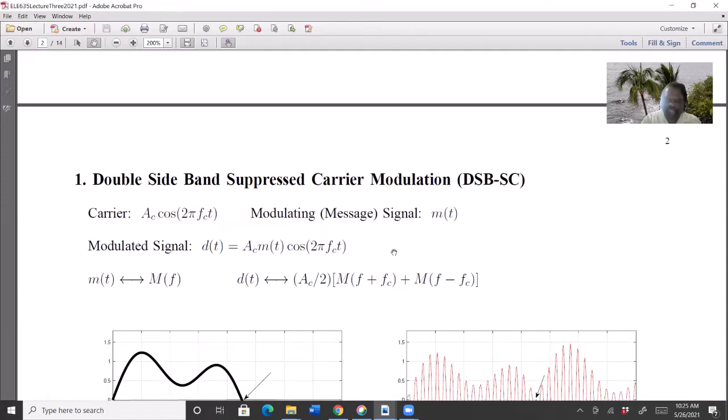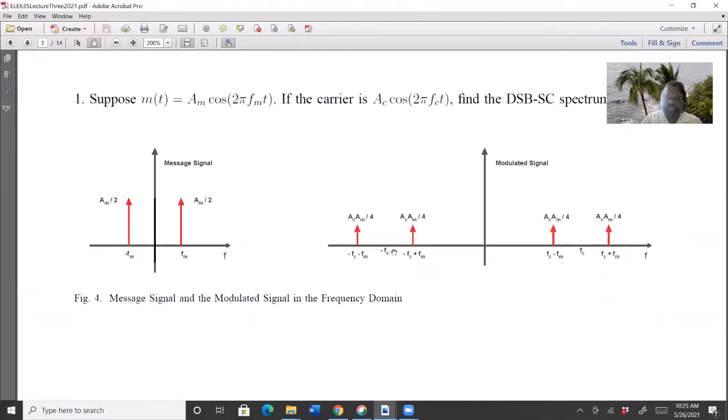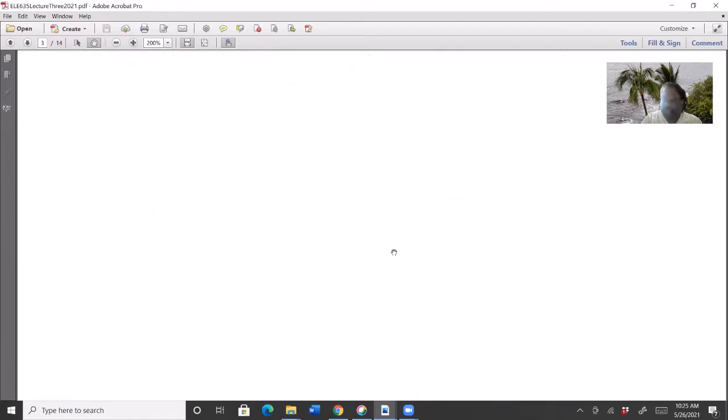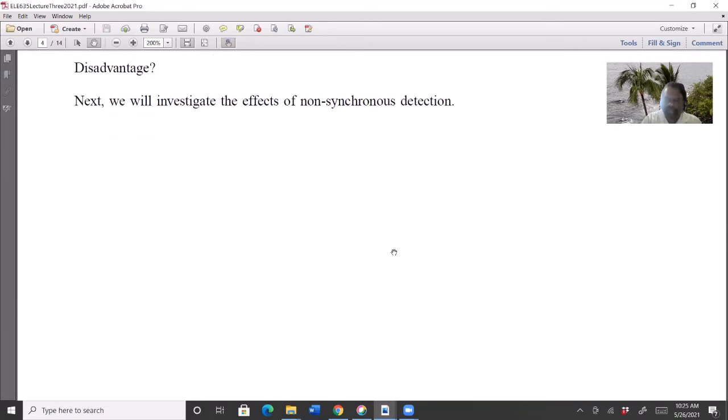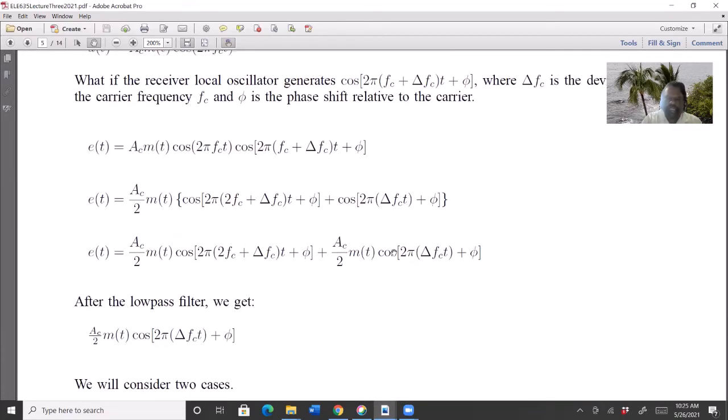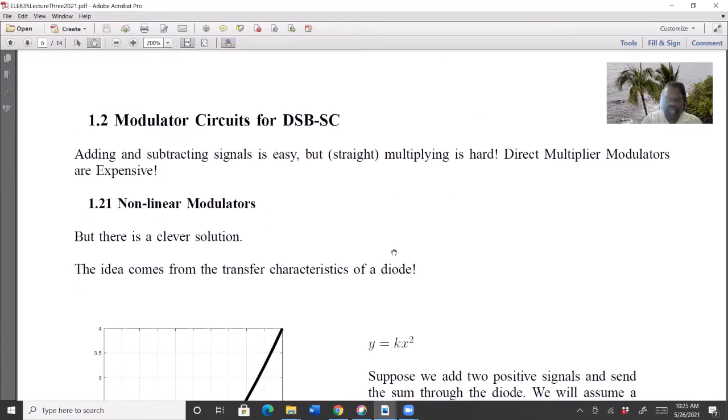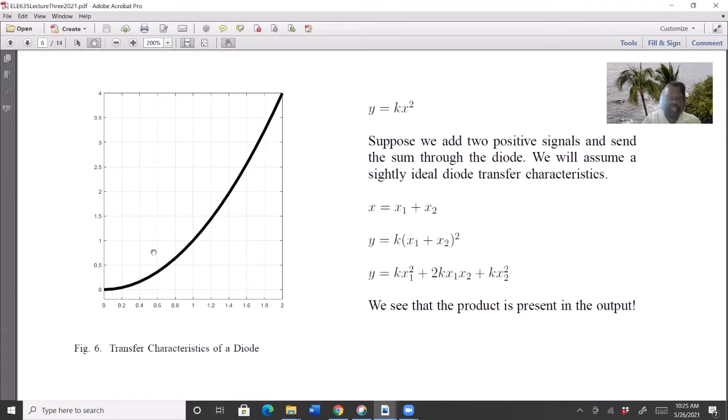So the idea is, this is one of the rare places where nonlinear circuits become useful. Nonlinear circuits usually have a characteristic like this. This is the input on the horizontal axis, this is the output. The most famous example is a diode. You have learned the transfer characteristic of a diode, which looks like this, or rectifier.